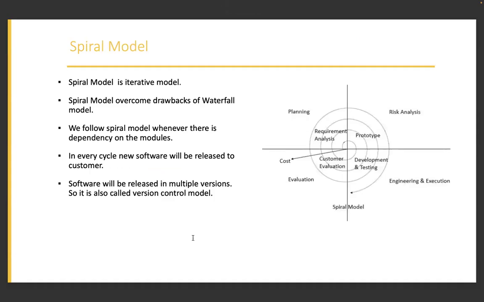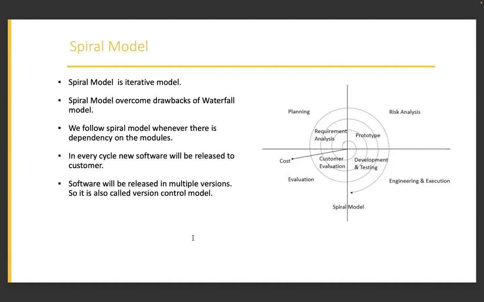The next is the spiral model, guys. You can consider this like your mobile application. After every 15 days or, let's say, 1 month, you get an update, right? That is nothing but a spiral model. It's an iterative model that overcomes the drawback of the waterfall model. It's basically a small waterfall. Every cycle you can consider as an individual waterfall model.